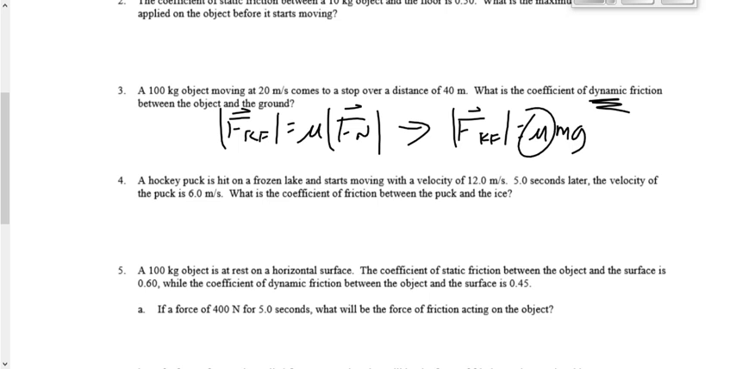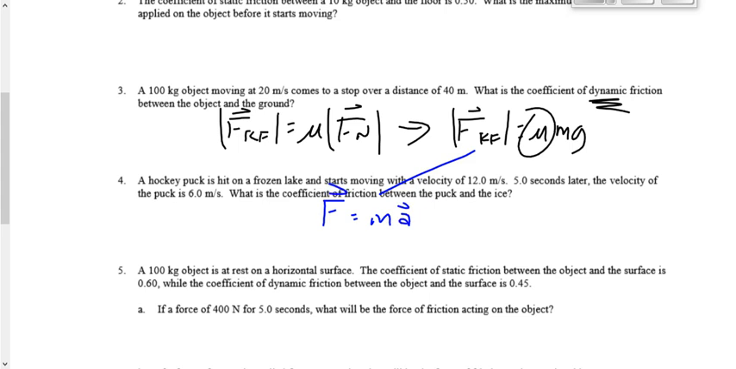Any ideas? How are we going to find this value of F some other way? What's the only other equation we have to solve for force? Somebody said it? I heard it out there. F is equal to m times a. Yeah, Newton's second law.